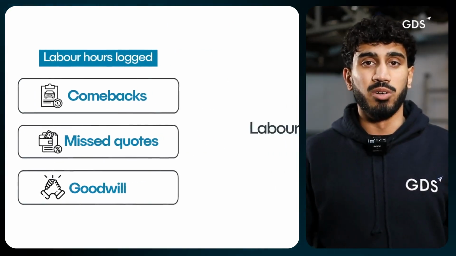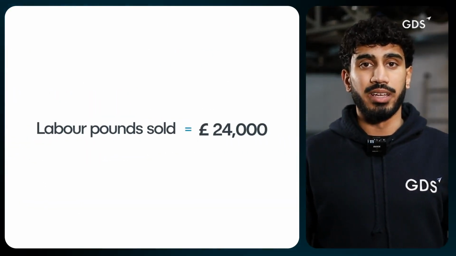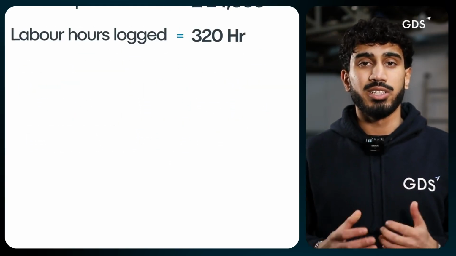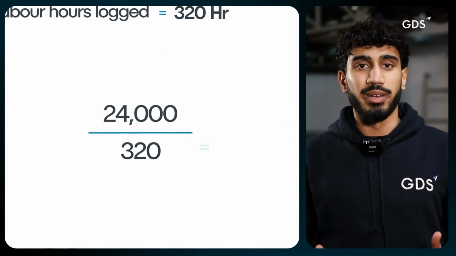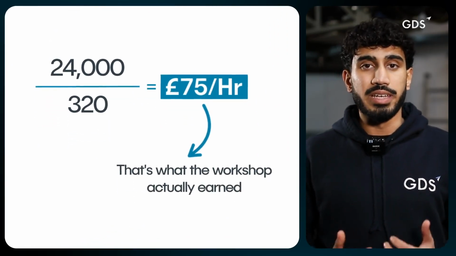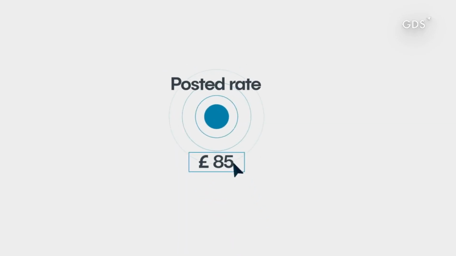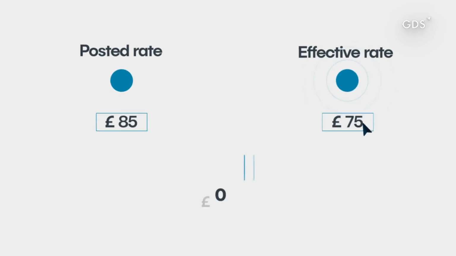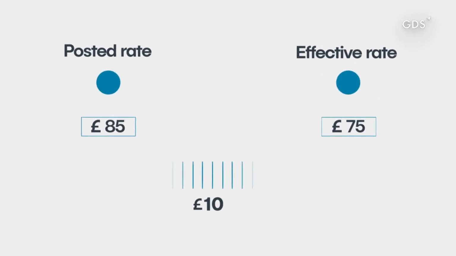So let's say last month you sold £24,000 of labour and your team logged 320 labour hours. Your effective labour rate is 24,000 divided by 320, which is £75 an hour. That's what the workshop actually earned for each hour of labour time. So the key point is this: if your posted rate is £85 and your effective rate is £75, that £10 gap is coming from somewhere. Usually, it's the same few culprits.